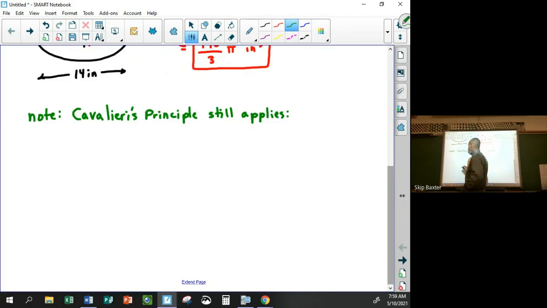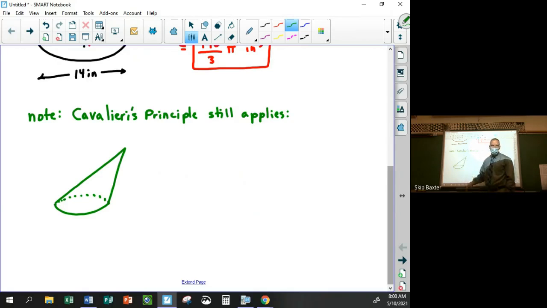So for example, instead of a right cone, I could have a cone that is sort of off center like that. This is a non-right cone. The base is still a circle, and each cross section is still a circle, but the vertex is not directly above the center of the circle. It's off to the side.